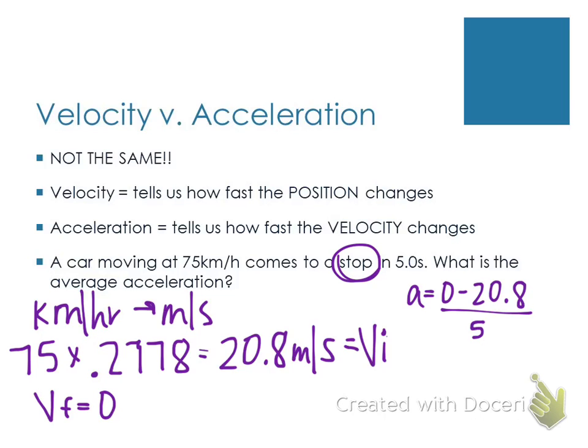Okay, since our final velocity is 0, we have to do 0 minus 20.8 divided by 5. And I had it at negative 4.16 meters per second squared. We agree? Yeah. Okay. What questions do we have so far about acceleration?